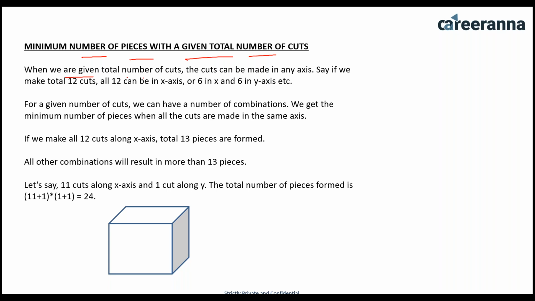So when we are given total number of cuts, the cuts can be made in any axis. Say if we make total 12 cuts, all 12 can be in x-axis, or 6 in x, or 6 in y, etc. There will be multiple cases. What I can do is 4, 4, 4. I can do 2, 2, 8. So there will be a lot of options. For a given number of cuts, we can have a number of combinations.